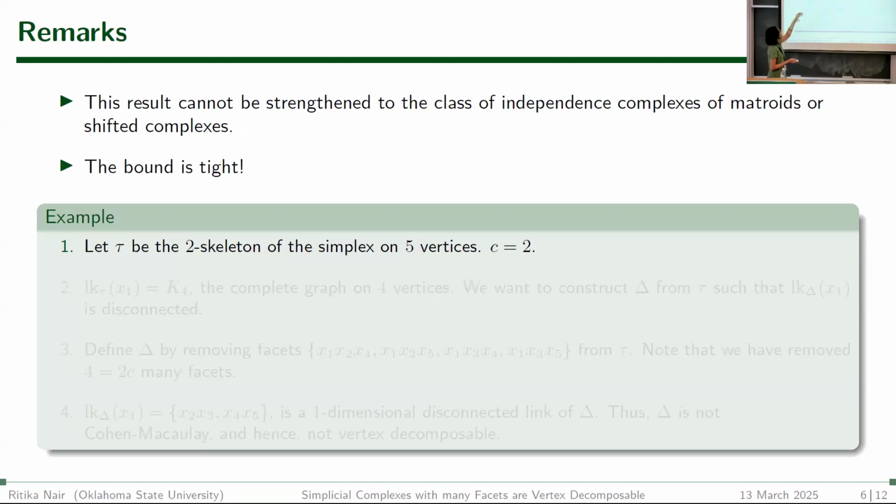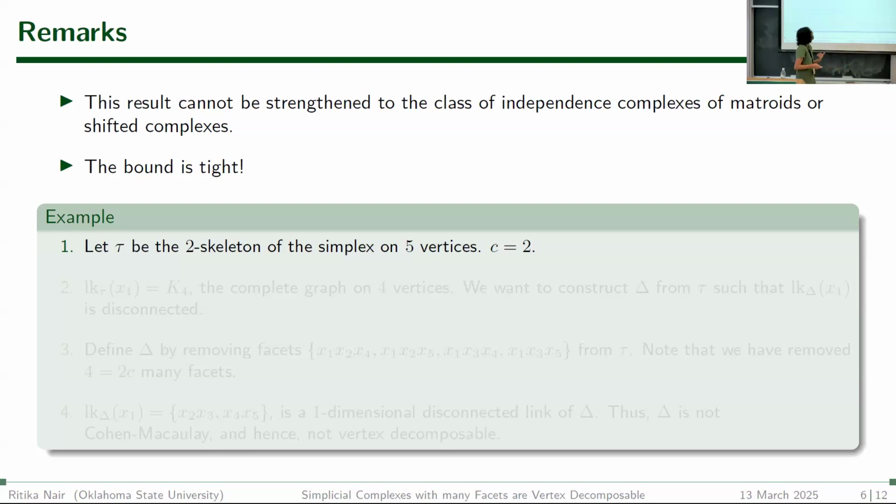So suppose we are considering this complex tau on 5 vertices, okay? So we're just trying to construct a counterexample. So we start off with 5 vertices. Let's take codimension 2, meaning all facets are going to be triangles. So we are considering the 2-skeleton of a complex on 5 vertices, okay? The facets are triangles. So as I said, our aim is to construct a counterexample. So we are going to cleverly remove 2c facets from that to break vertex decomposability.